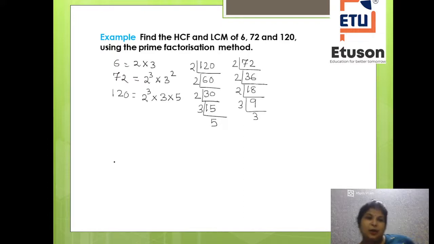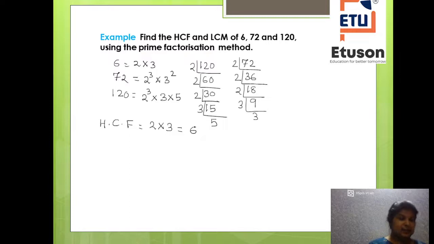And while finding out the HCF, you have to take the lowest power of the common factor. What is the lowest power of the common factor? That is 1 and 1. So the lowest power of 2 is 1, so I will write 2. The lowest power of 3 is 1, so I will write 3. So the HCF is equal to 6.